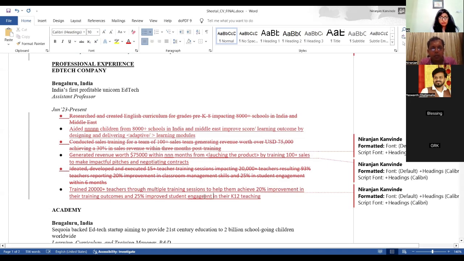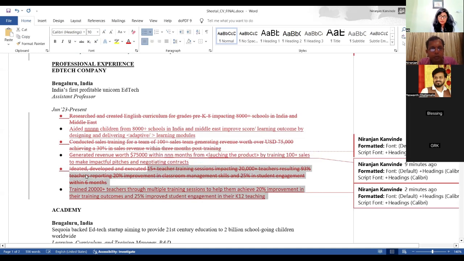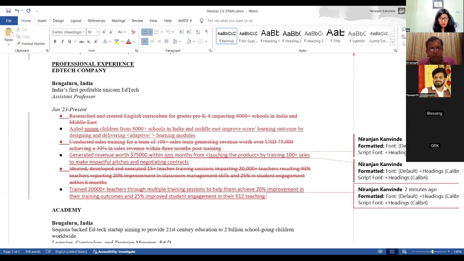Yeah, in there. So now if these become too much, because you have to highlight this part also, what you did, right? By the way, if I remember correctly, your objective is product management, right? Yeah. Okay.